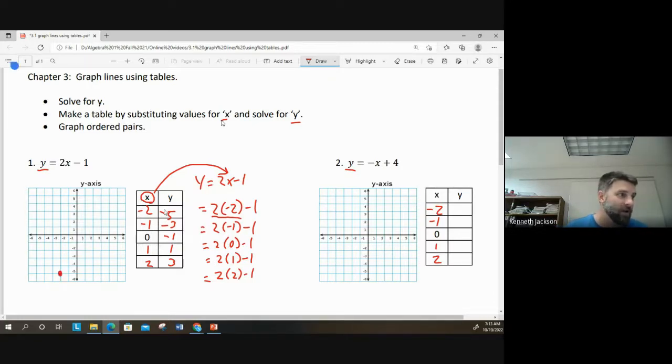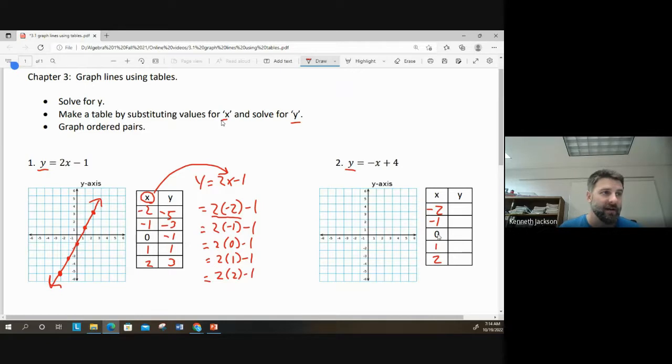need to have. Once we have this table, what we have are 5 different ordered pairs, x comma y: negative 2 comma negative 5, negative 1 comma negative 3, 0 comma negative 1, 1 comma 1, and 2 comma 3. Once we have all of those points graphed, we connect the dots and we get our line. These are the solutions for our 2 variable equation.